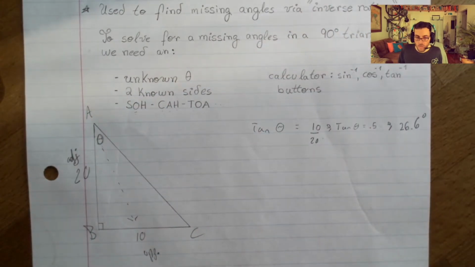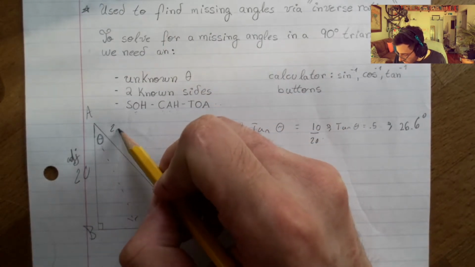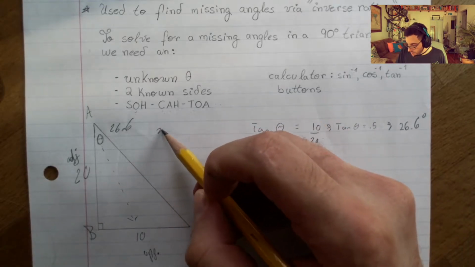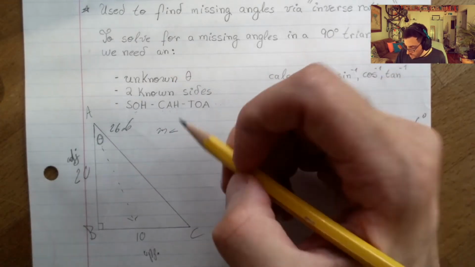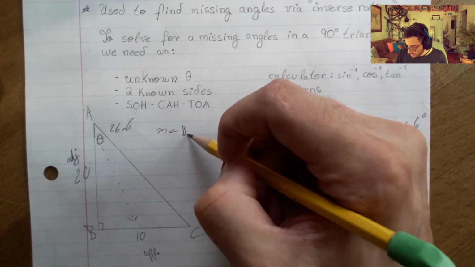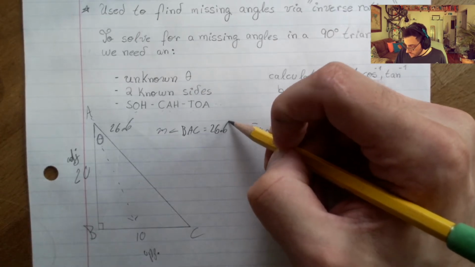So now within our figure, we've essentially solved for this missing angle up here, which we can rewrite again if we want. We can even call it, in our super formatted way, the measure of angle BAC is equal to 26.6.